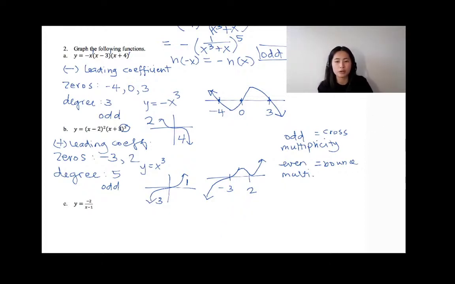Okay, so for even multiplicity, for example, if it's greater than 2, what happens to your bounce is it just becomes flatter. The greater the number, the flatter it becomes. So for example, this is when multiplicity is 2, versus when multiplicity is 4. It just becomes flatter. So this is 4. So when you're graphing, it's really your intuition that you need to make it flatter.